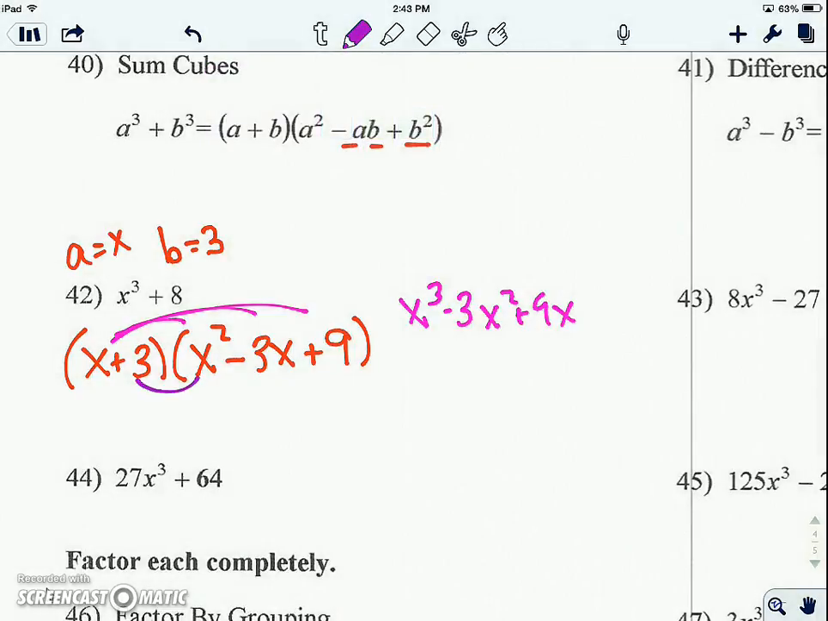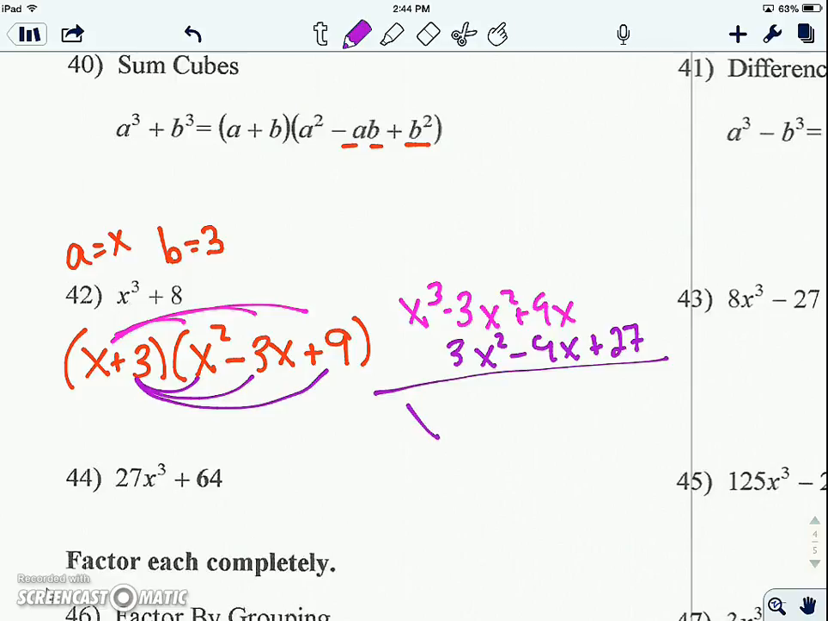And that's going to give you 3x squared minus 9x. And 3 times 9 is, that's weird. 3 times 9 is 27. Which would give us x cubed plus 27. Does anybody see my error?